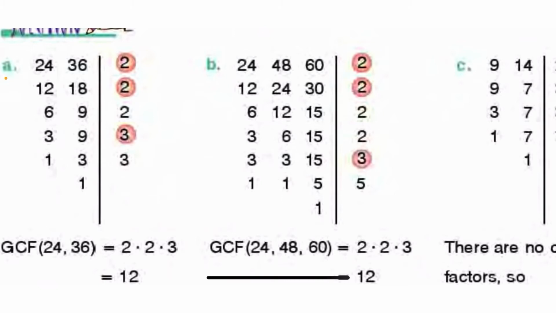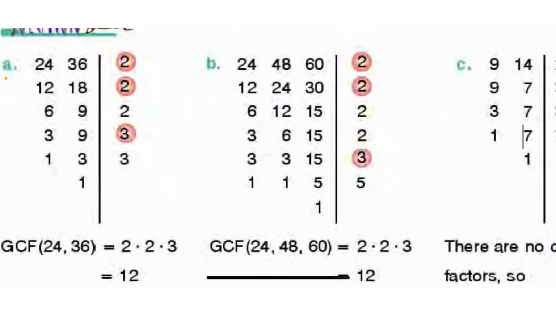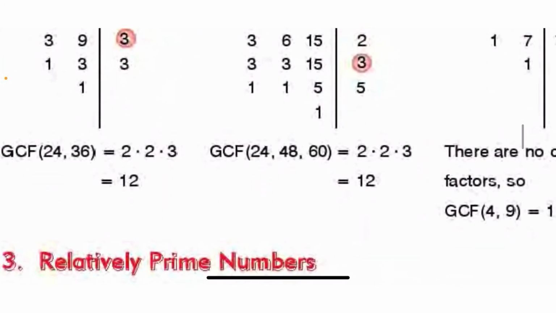We circle the same numbers and multiply them: 2, 2, and 3. 2 times 2 times 3 equals 12. So the GCF of 24, 48, and 60 equals 12.